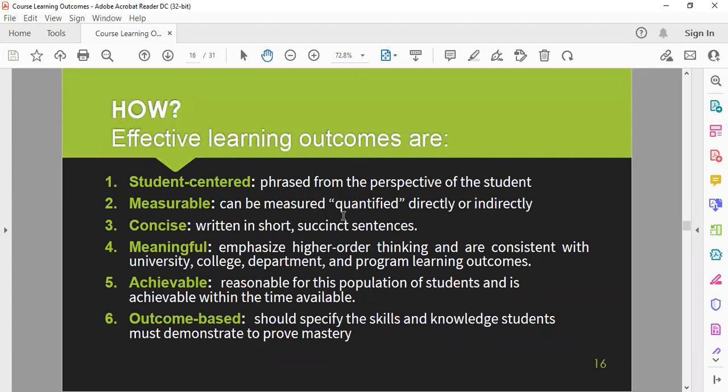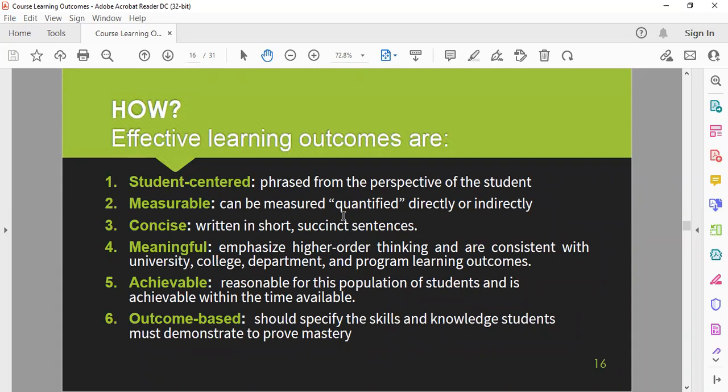So effective learning outcomes should be student-centered. That is, phrased from the perspective of the student. And we'll see some examples later. And I will also need you to share your feedback on the evaluation of some outcomes. So this is one important attribute of course learning outcomes. They should be phrased from the perspective of the student. They should be measurable, that is, it can be measured, quantified, either directly or indirectly.